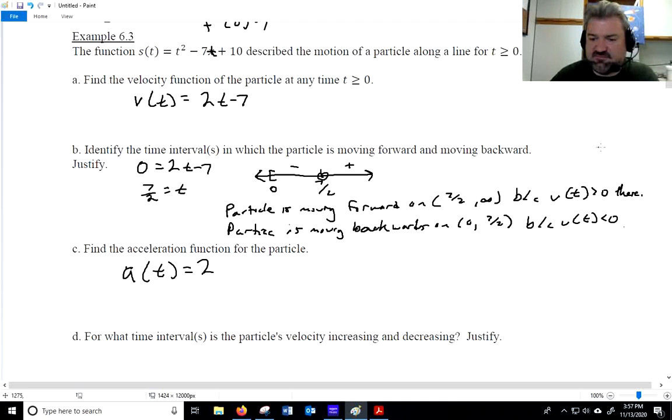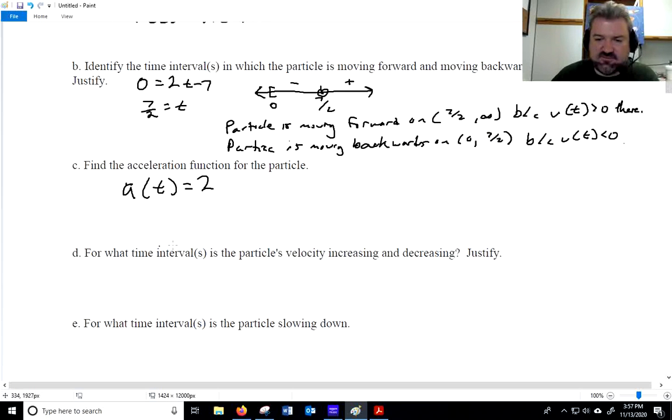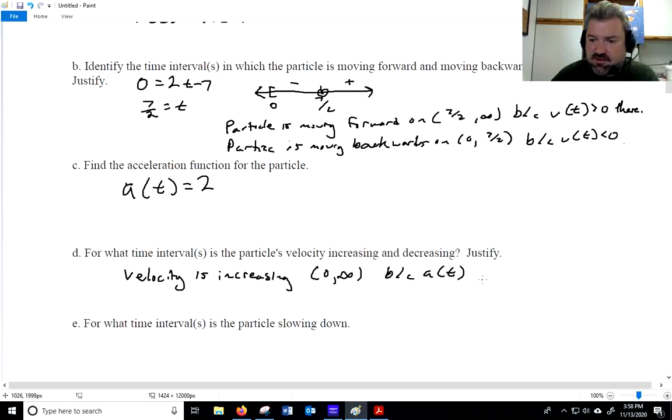For what intervals of time is the velocity increasing and velocity decreasing? So when is velocity increasing and when is velocity decreasing? Well, since acceleration is constant, we're going to say velocity is increasing on the interval from 0 to infinity, because acceleration, which is v prime of t, is greater than 0 for that same interval, right?